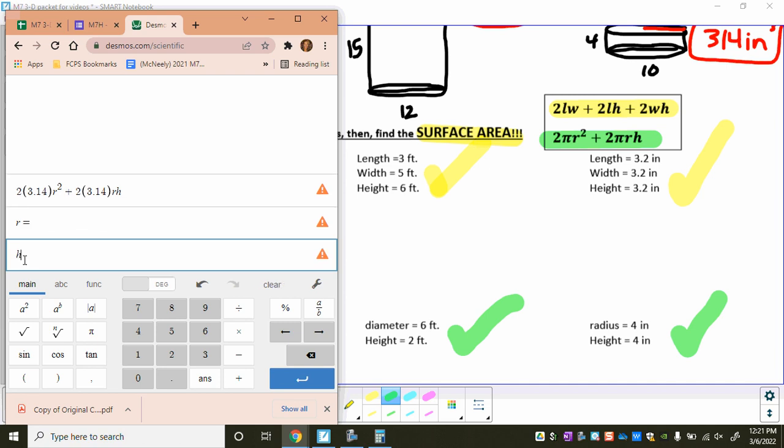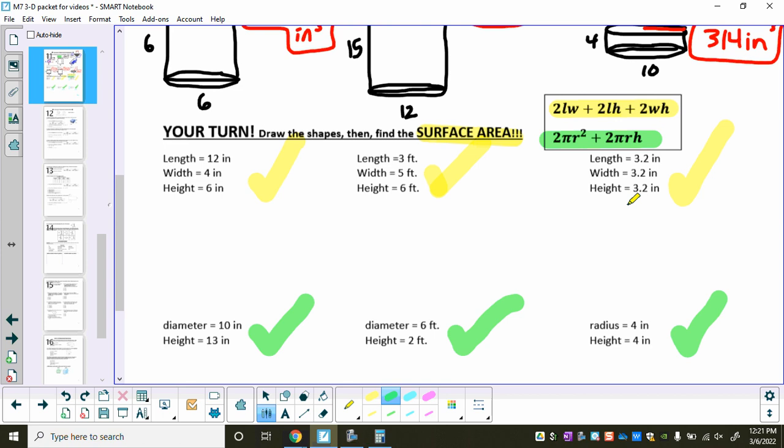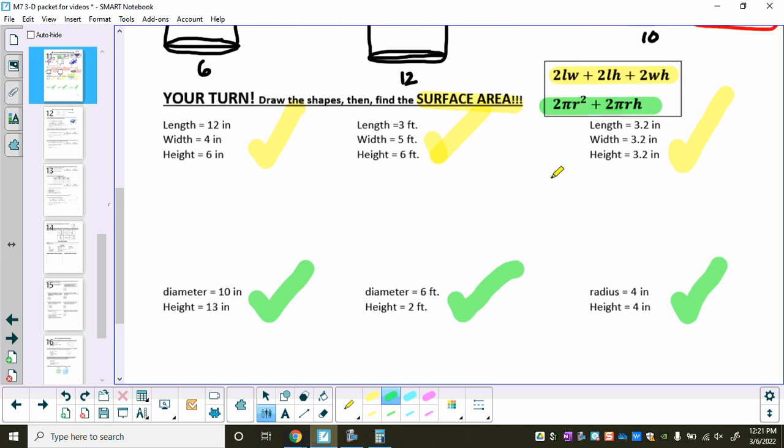Okay? All right, so then when you get done finding the surface area and drawing each of these, you're going to put those answers into a Google form.